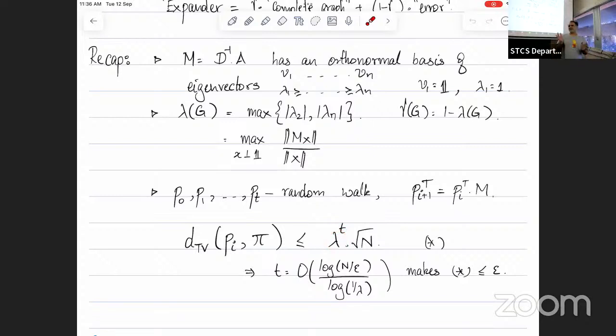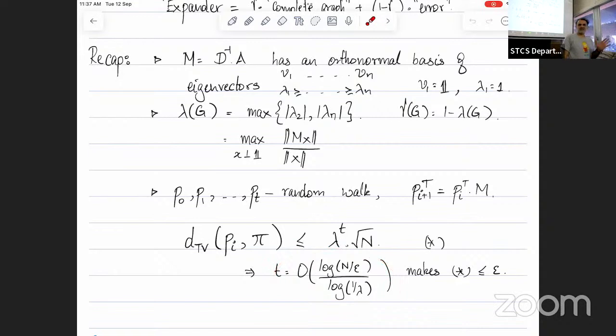Last time we saw a couple of examples where lambda is equal to 1, in the sense that either the graph is disconnected or the graph is bipartite. These are some bad cases. But if you ignore those, lambda will be bounded away from 1, and then this goes to 0. Usually the thing to keep in mind is this quantity: if you want this to be at most some epsilon, whatever your parameter epsilon is, then this is the number of steps you need to take.